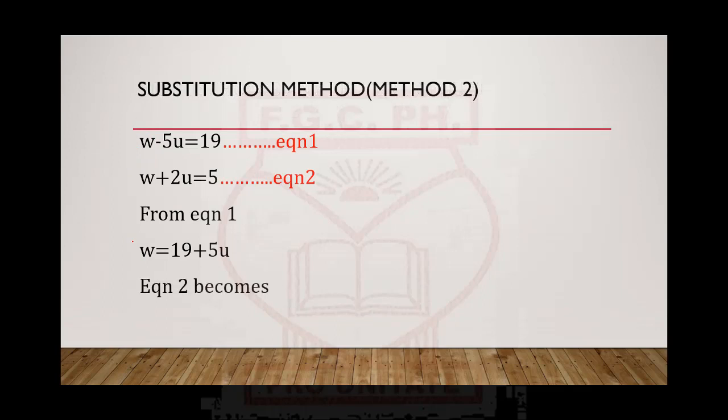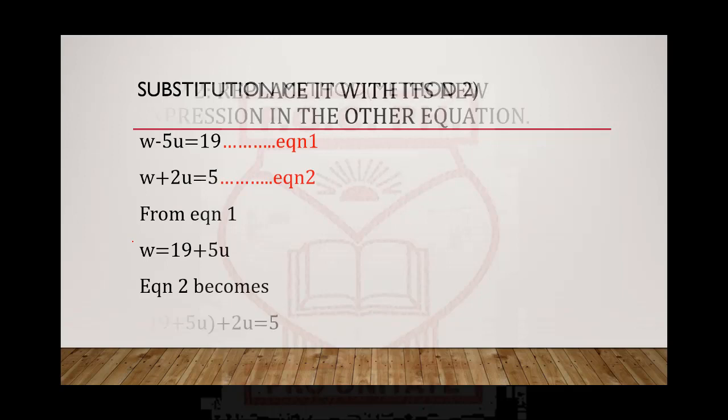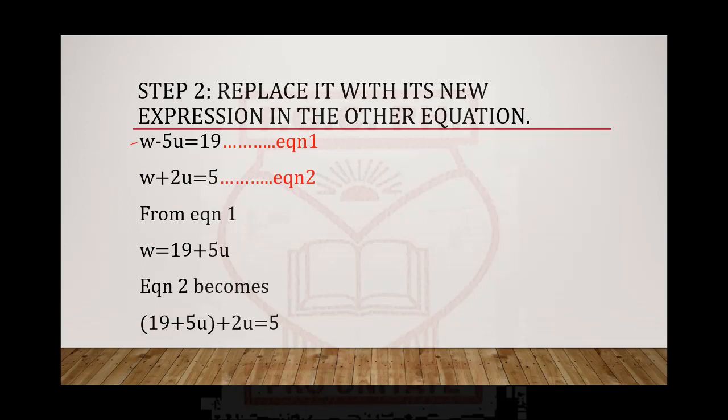Then the next thing we're going to do is to substitute it into equation 2, and that's exactly what you'll get. By the time we substitute it into this equation, W is no longer W. W is now 19 plus 5U. So substitute 19 plus 5U into equation 2. That means where this W used to be, replace it with 19 plus 5U, and that's what it will become. You can see equation 2 was W plus 2U, but it's no longer W plus 2U.